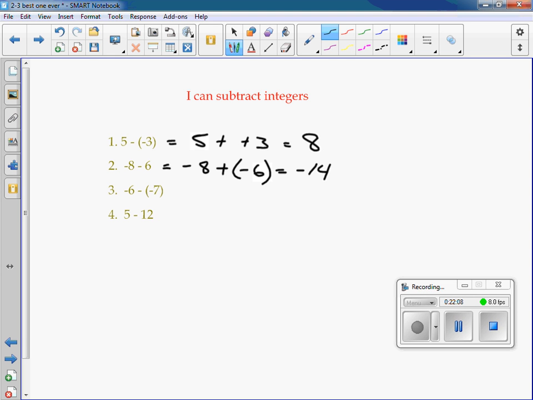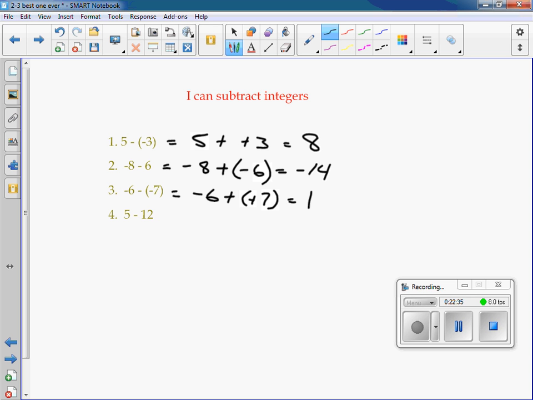Okay, good. All right, subtracting negatives. We said subtracting negatives is the same thing as moving which way? To the right. So that's the same thing as saying negative 6 plus a positive 7. Where do we end up? Positive 1. Okay?